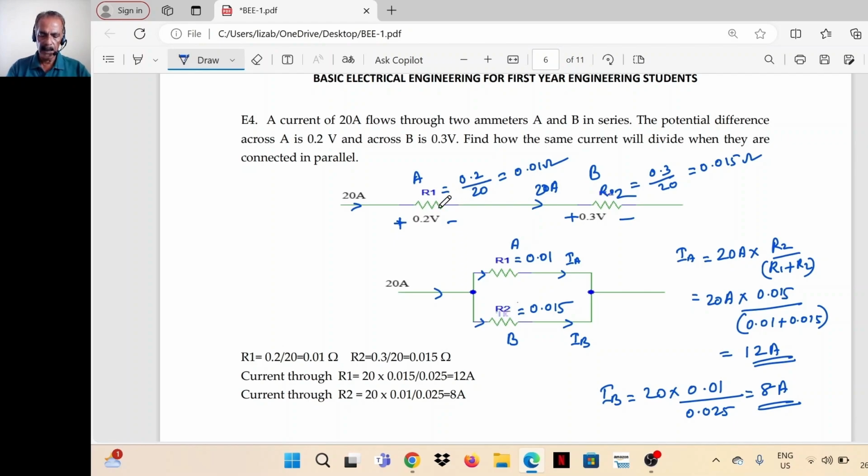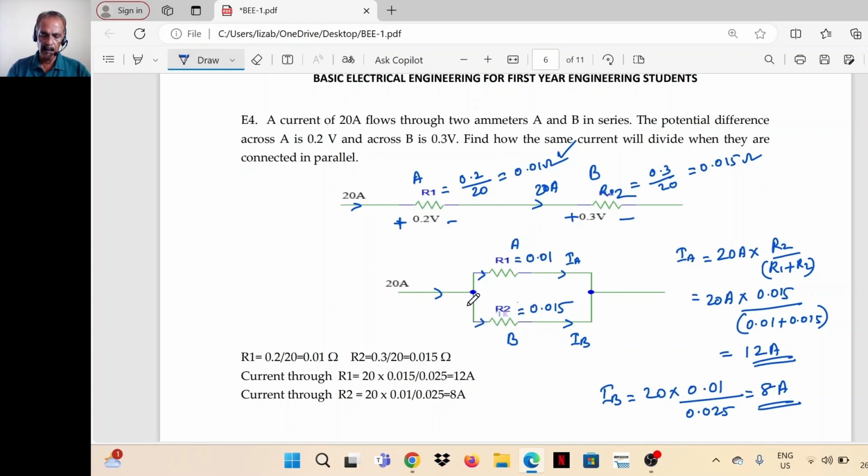So from the given information, we found out the values of the ammeter resistances. First ammeter A has a resistance of R1. We can find it by dividing the voltage across R1 by the current through R1. Voltage across R1 is 0.2, current through R1 is 20 ampere. 0.2 by 20 is the resistance of the first ammeter. For the second ammeter, likewise V divided by I, that is 0.3 by 20, 0.015.